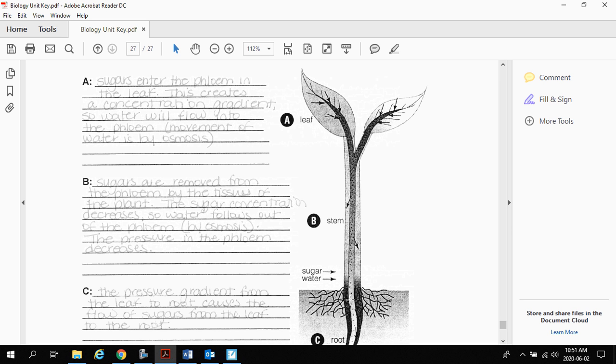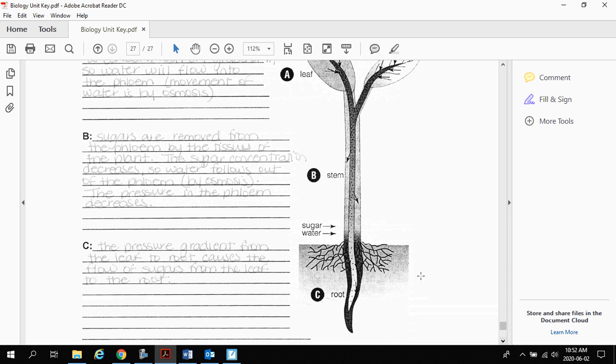Again, by osmosis. The sugars are removed from the phloem tissues of the plant. This is when it reaches whatever its sink is. So in this case, the sink is the stem. So sugars are removed by the tissues of the plant. At the level of the stem, the sugar concentration decreases. So water follows out of the phloem by osmosis, and the pressure in the phloem will decrease. And the pressure gradient from the leaf to the root causes the flow of sugars from the leaf to the root. So this is two different sinks in that case.